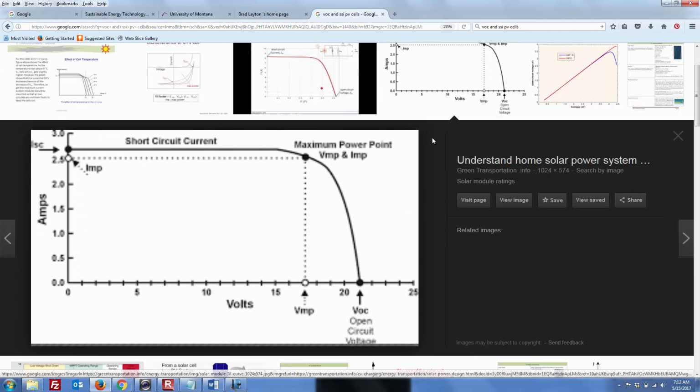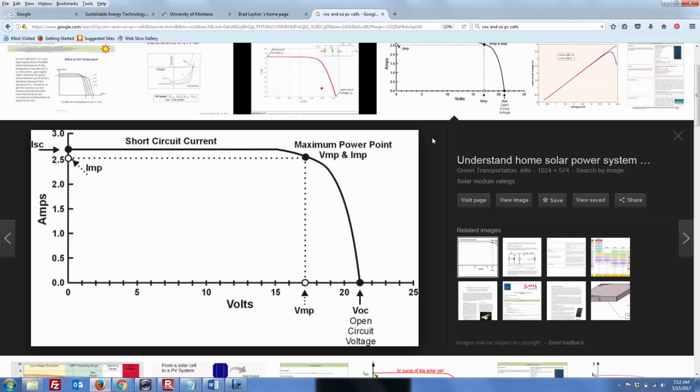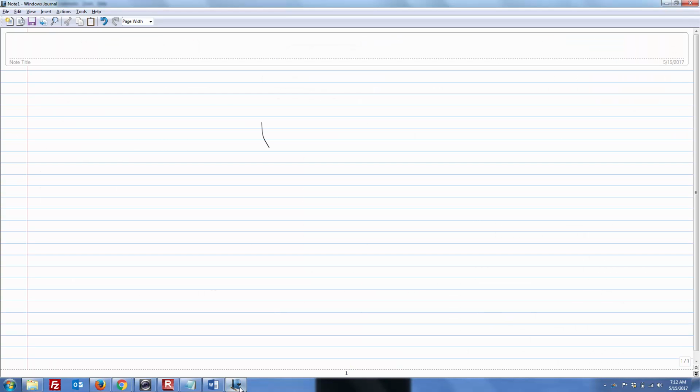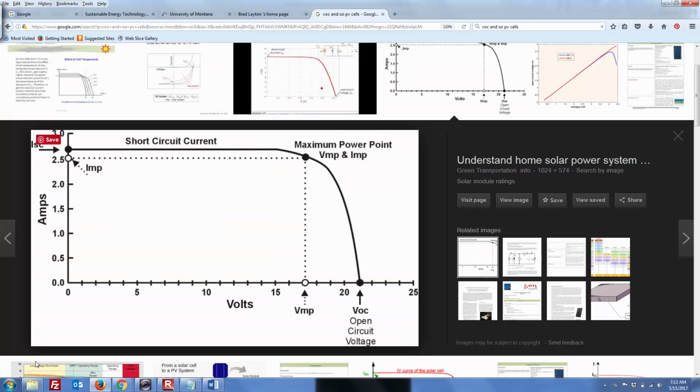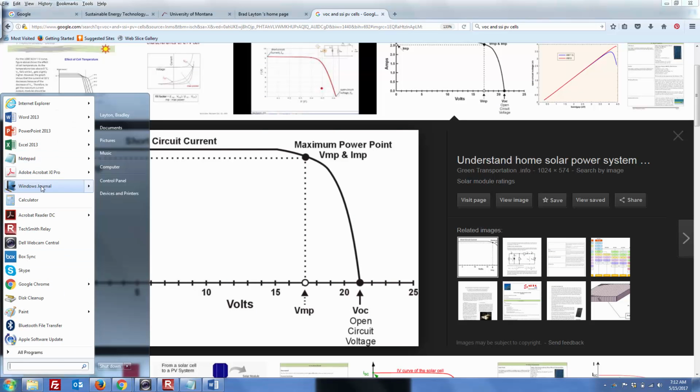Typically the voltage is on the horizontal axis, and the current is on the vertical axis. Sorry, I'm trying to do two things at once here. Okay, looks like I've got the pad going now. Let me just restart it. Okay, here we go. So here's voltage, and here's current.